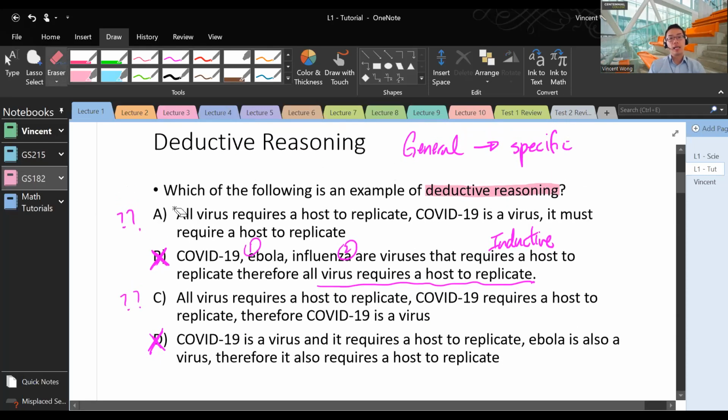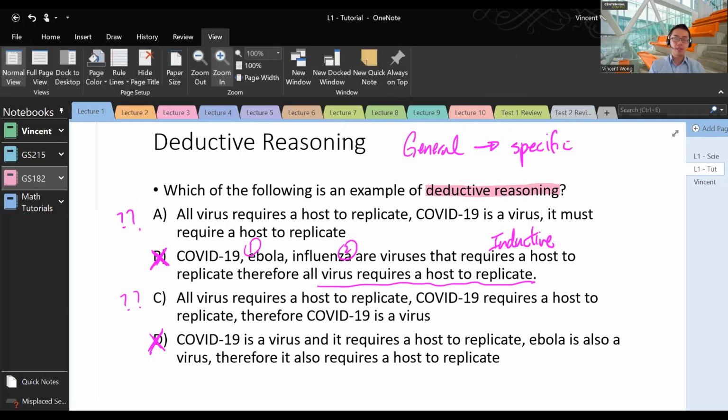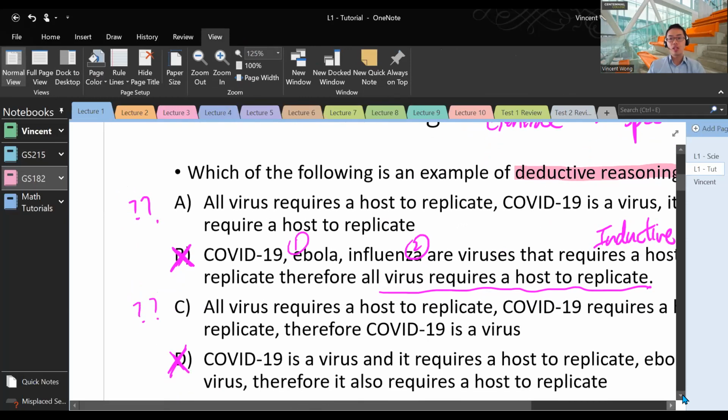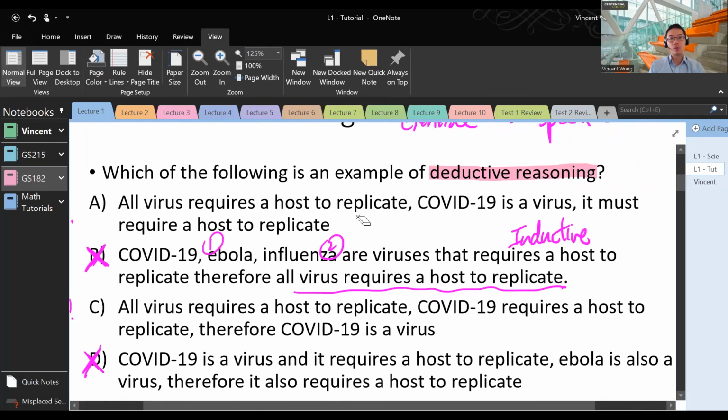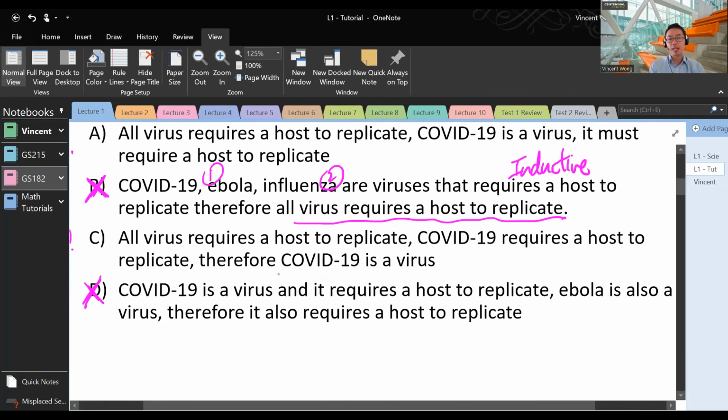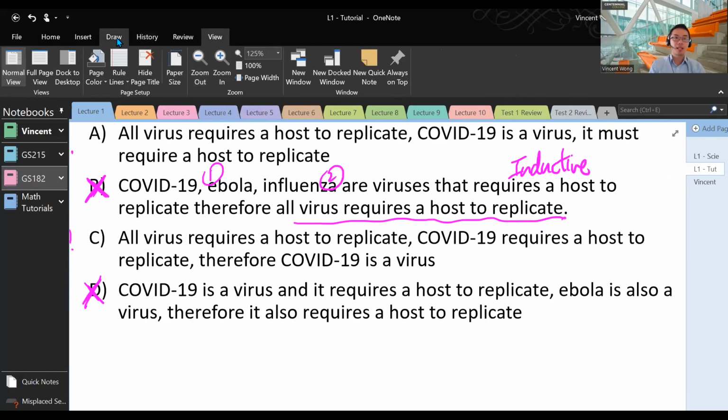So here it is either A or C. Now, many people chose C, right? Let's take a look at it again. All viruses require a host to replicate. COVID-19 requires a host to replicate. Therefore, COVID-19 is a virus. Now, at first, it seems like this makes sense, but let's change it to different wording, and you will see what the problem of this statement is.